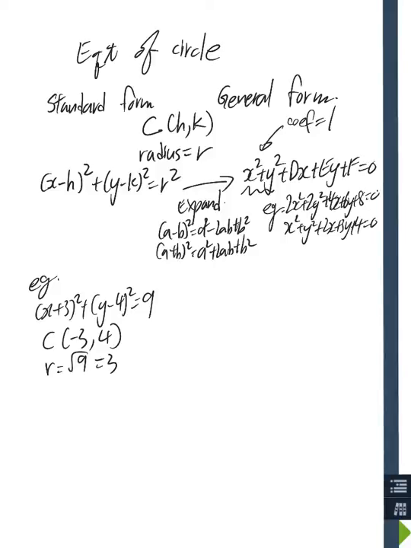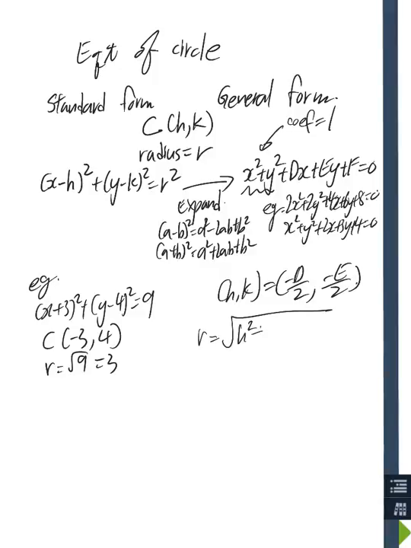How about the general form? It states that the center (h, k) will be (negative d over 2, negative e over 2). And then the radius will be the square root of h squared plus k squared minus f. Under this definition, there are three types of circle.